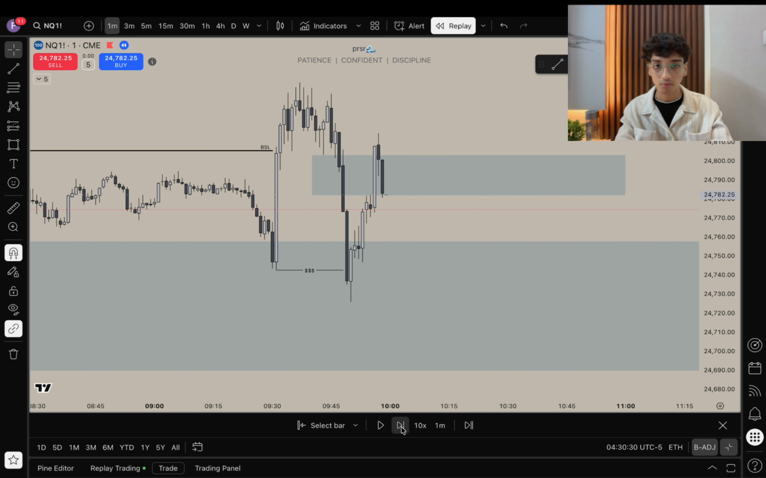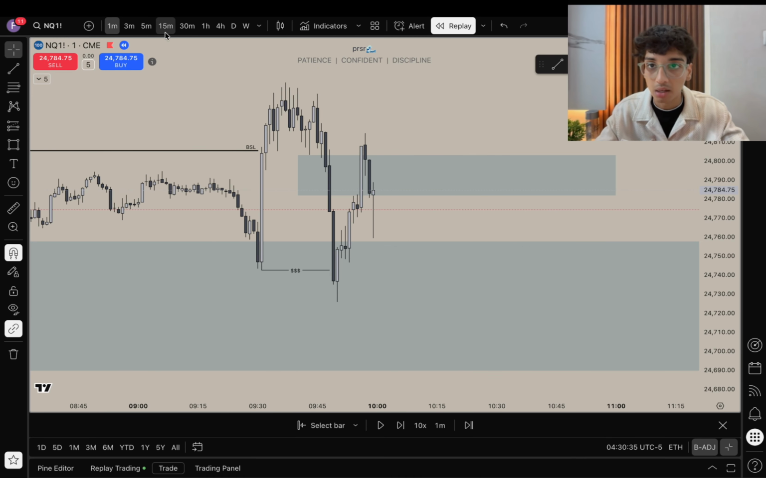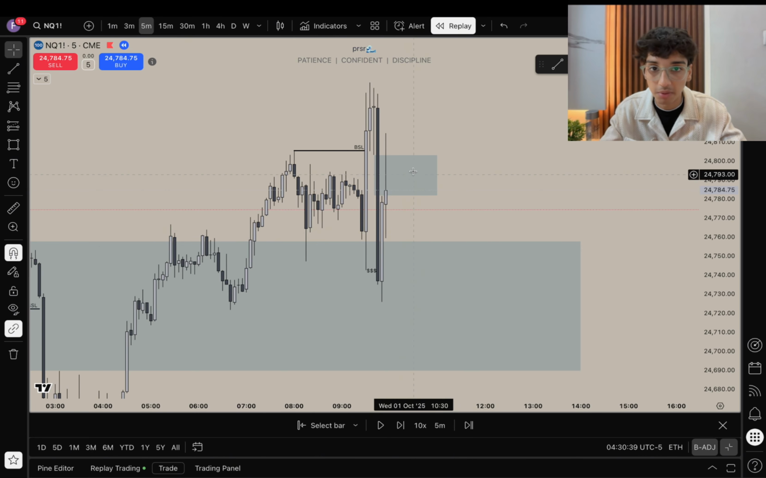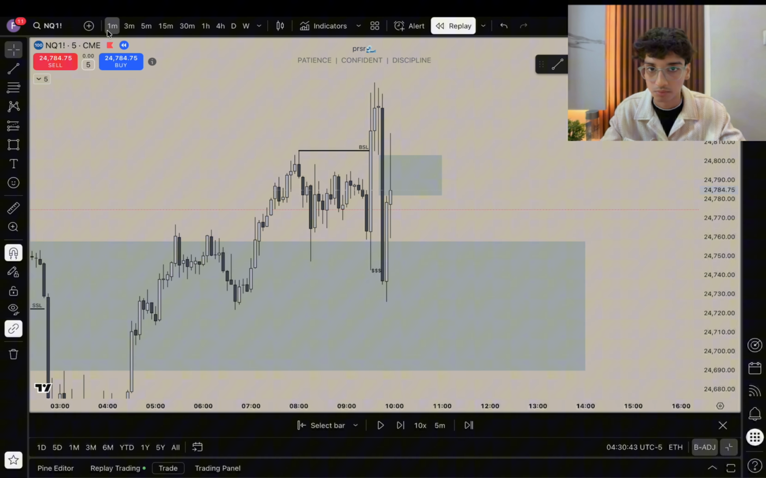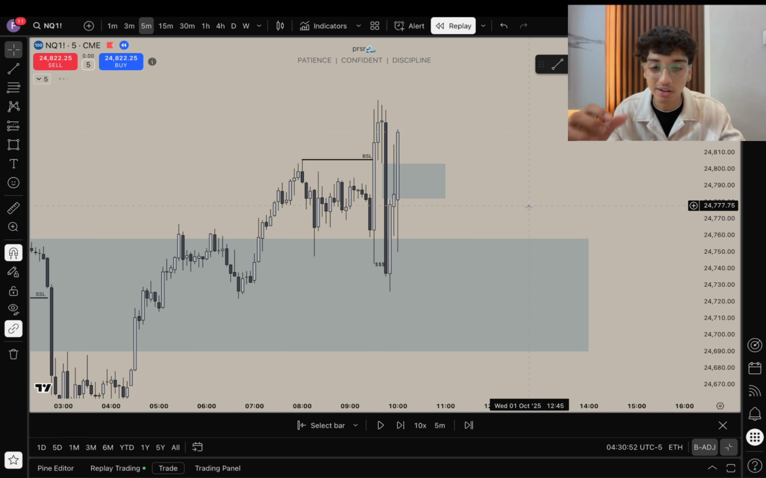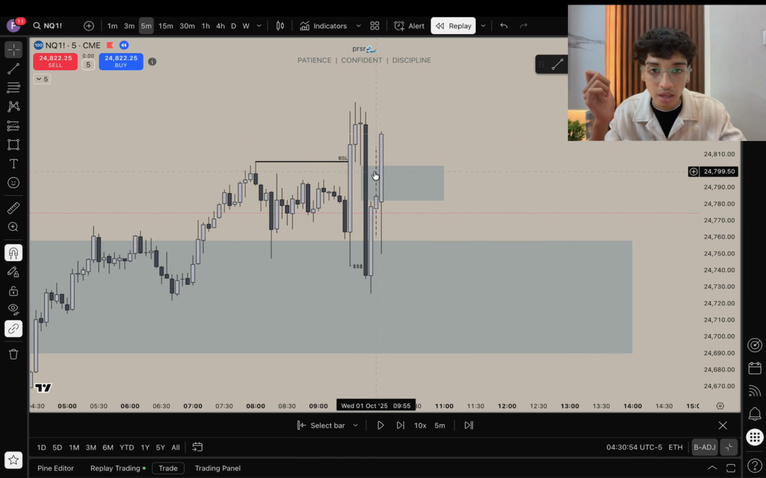Waiting. Okay, we displace back up on the 1 minute. On the 5 minute, I'm not touching the market because the 5 minute is still respecting that bearish fair value gap. Okay, 5 minute. Right now we actually close above this inverse fair value gap.